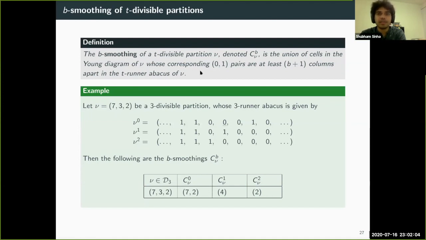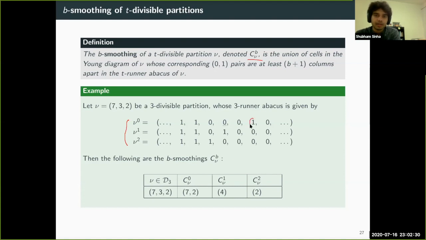Now, a B smoothing of a partition, which we denote by C nu B, is the union of cells in the Young diagram whose corresponding 0, 1 pair are at least B plus 1 columns apart. So let's see this example. Nu equals 7, 3, 2, which I have written down. This is a 3 divisible partition, so each one of the rows is balanced.